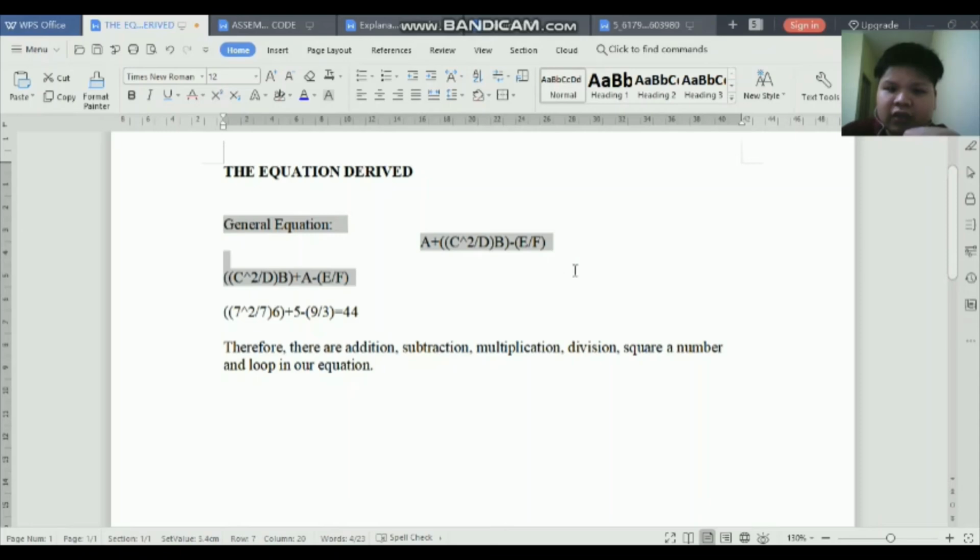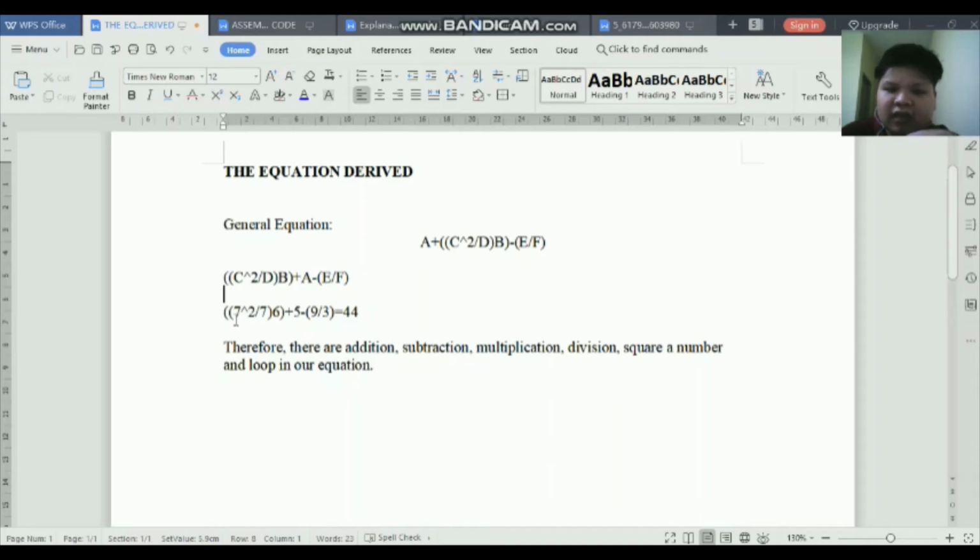Okay, this is our equation: A plus C squared divided by D times B, minus E over F. Okay, I moved the C squared divided by D times B, plus A, minus E divided by F. But don't worry, these two are the same. The final answer we get is the same.